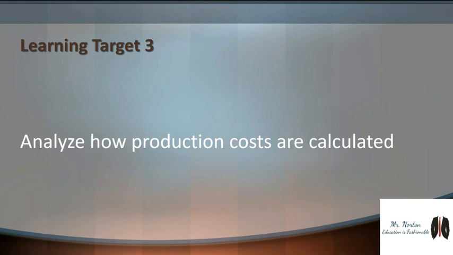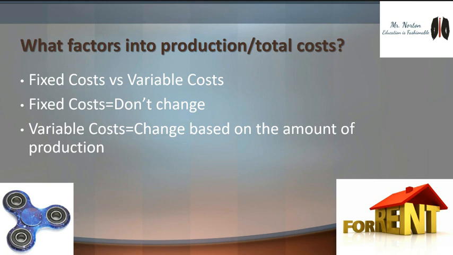Okay, this is going to get us into our 3rd learning target. We're going to analyze how production costs are actually calculated. So, fixed costs versus variable costs. Both your fixed costs and your variable costs have to be accounted for when determining production costs. Fixed costs are just that. They're fixed. Fixed costs never change. If I make 0 products or 1,000,000, my fixed costs are still the same. Examples of fixed costs might be rent or mortgage for a property.